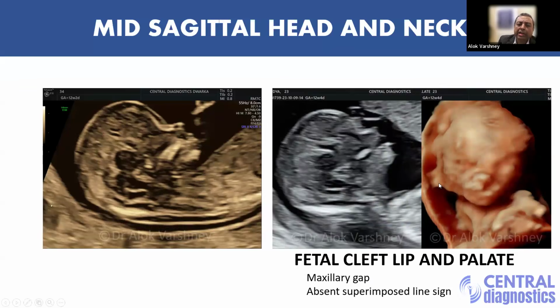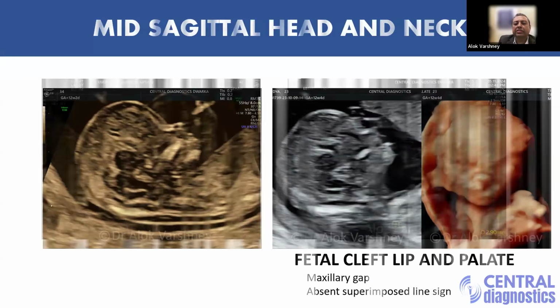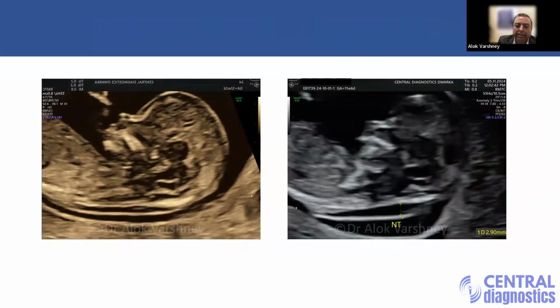So not very easy to diagnose in the first trimester, but if we pay attention to these signs, if we have a good image, then we can identify that the baby has a cleft lip and palate.